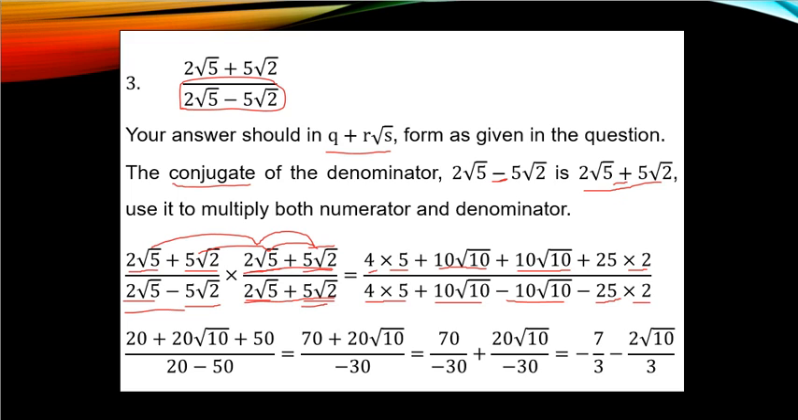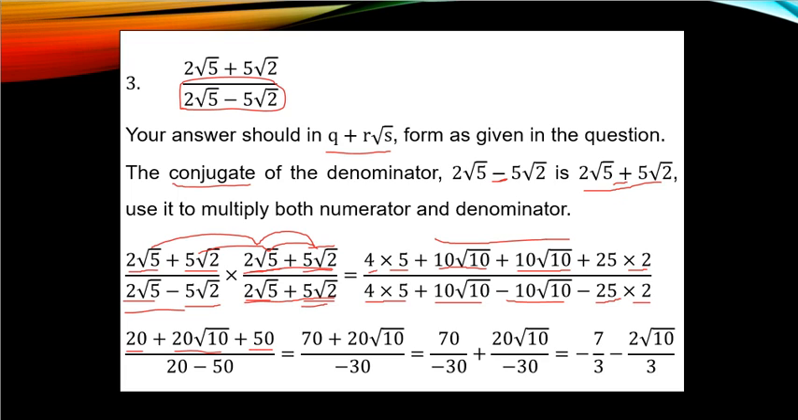So if you multiply the numerator, you have 20, that is 5 times 4, 20. These two terms are alike. You can add similar terms. So 10 root 10 plus 10 root 10, that is 20 root 10. 25 times 2, you have 50.